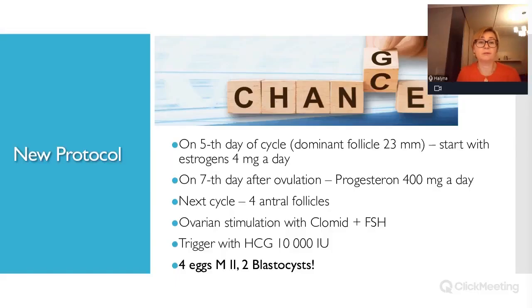So, after a couple of months of rest, she returned to see me on day 5 of the cycle, trying to receive one more egg. I saw on day 5 a dominant follicle, 23 millimeters, ready to ovulate.